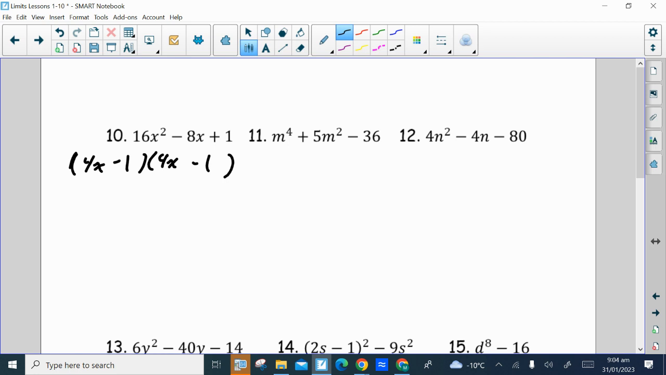The front terms multiply to get 16x squared. The outer product is negative 4x. The inner product is also negative 4x. They combine to give us negative 8x. And the last terms do multiply to get plus 1. So this one could also be written as 4x minus 1 all squared. This is an example of a perfect square trinomial because you can take the square root of it. What is the square root of that trinomial?